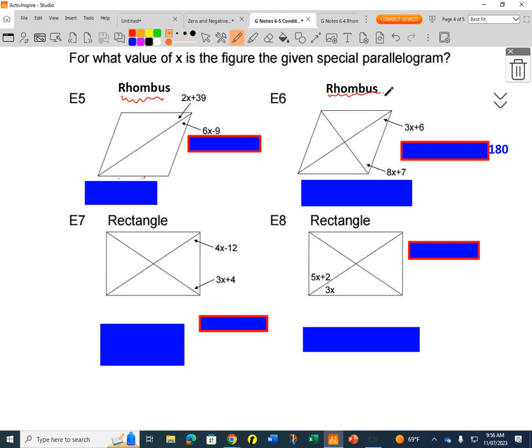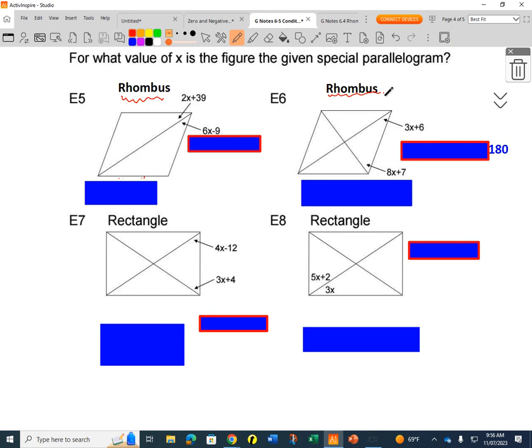So, if example 5 is a rhombus, they've marked those two angles with an algebraic expression that represents the measure of those angles. So, they've also drawn the diagonal, right? What do we know about the diagonals of a rhombus in relationship to some of their angles?